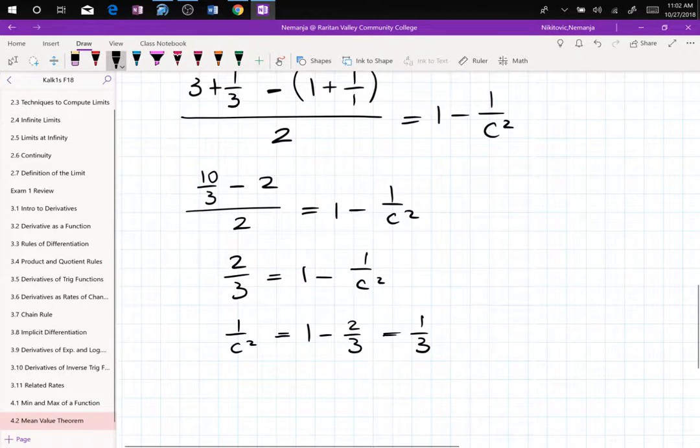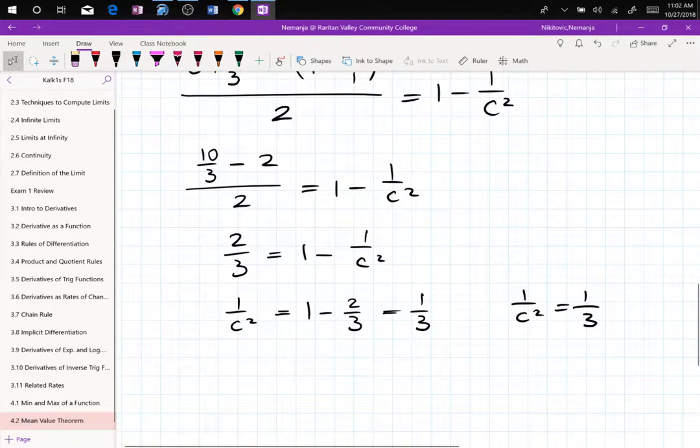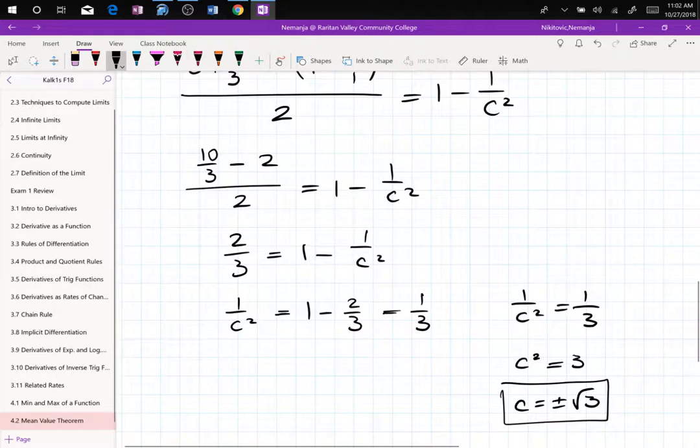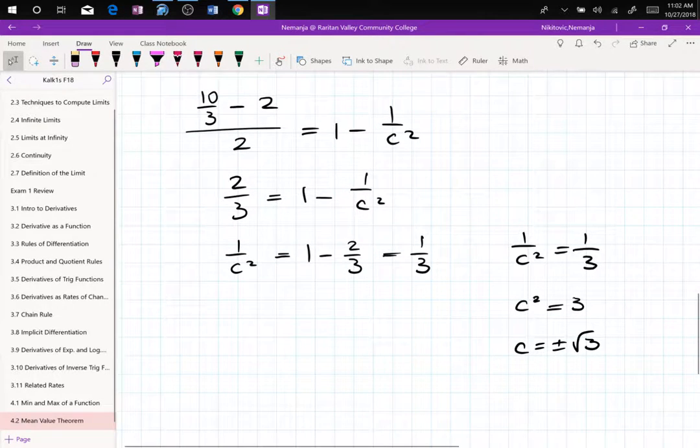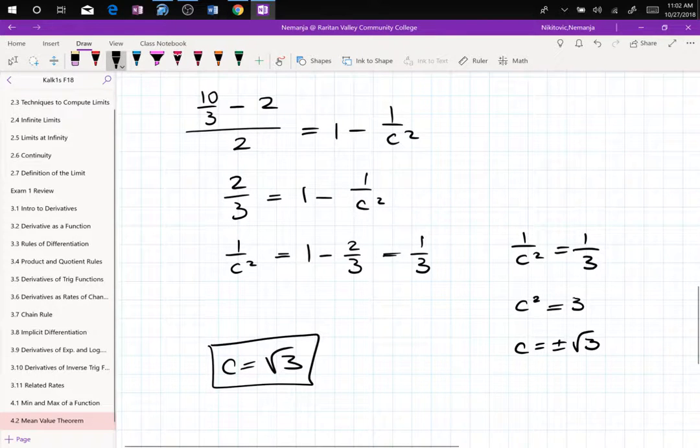So we have 1 over c squared is equal to 1 over 3. And to solve this equation, you can either cross multiply, or you can use the old trick in the book, which is if you flip the fraction on one side, you flip the fraction on the other side. And c is equal to plus or minus square root of 3. There it is. Oh, sorry, negative root 3 is not in our interval, so we only have c equals square root of 3. That's the only one.